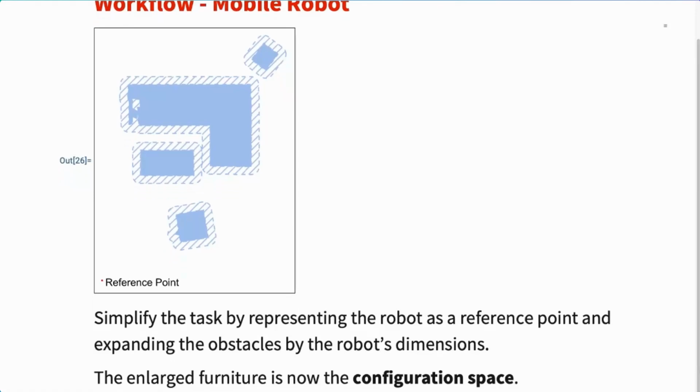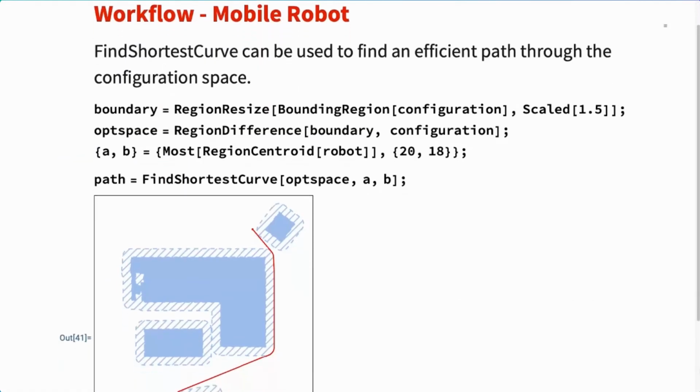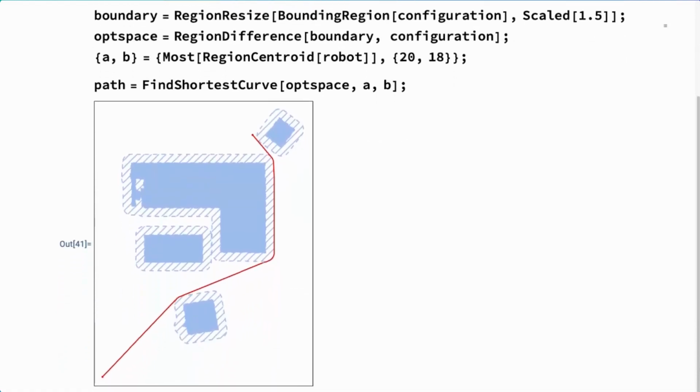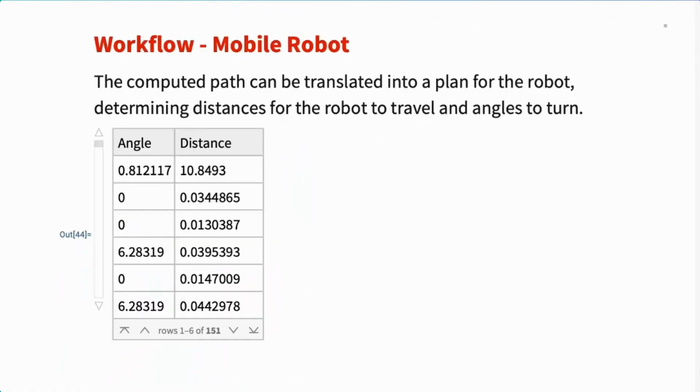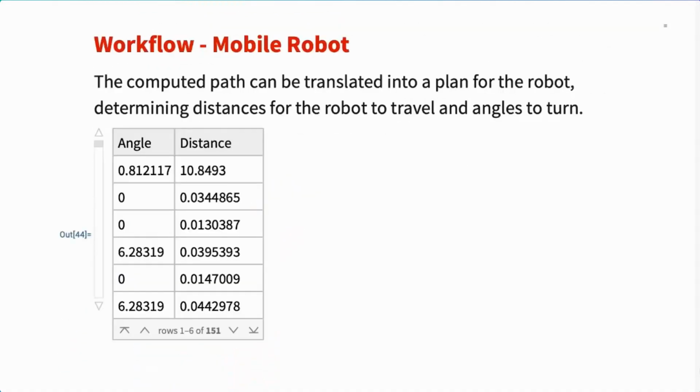From here on out, we can try to find an efficient path. In this case, I'm using find shortest curve to find an efficient path through the configuration space. So now that we have this efficient path from the previous page, I can translate this into a plan for the robot, basically determining the distances for the robot to travel and what angles it has to turn.